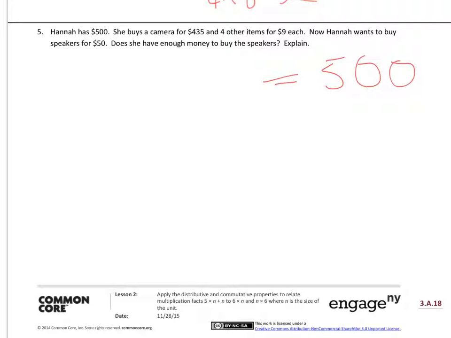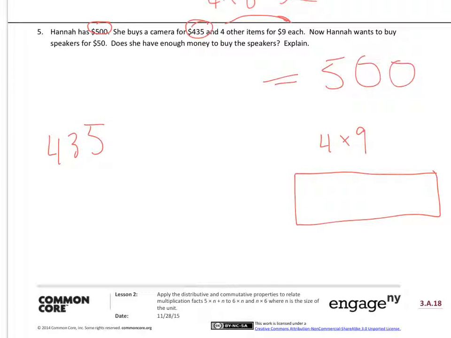She spends $435. Okay, so we have that. She buys 4 items times $9. So that's 4 groups of 9. So that would be 4 times 9. This just works easier for me. Here's my 4 groups.